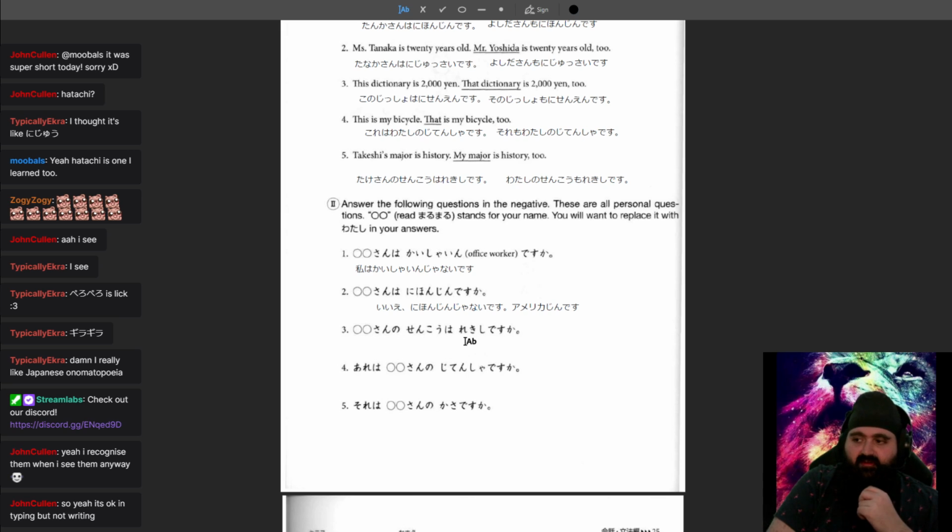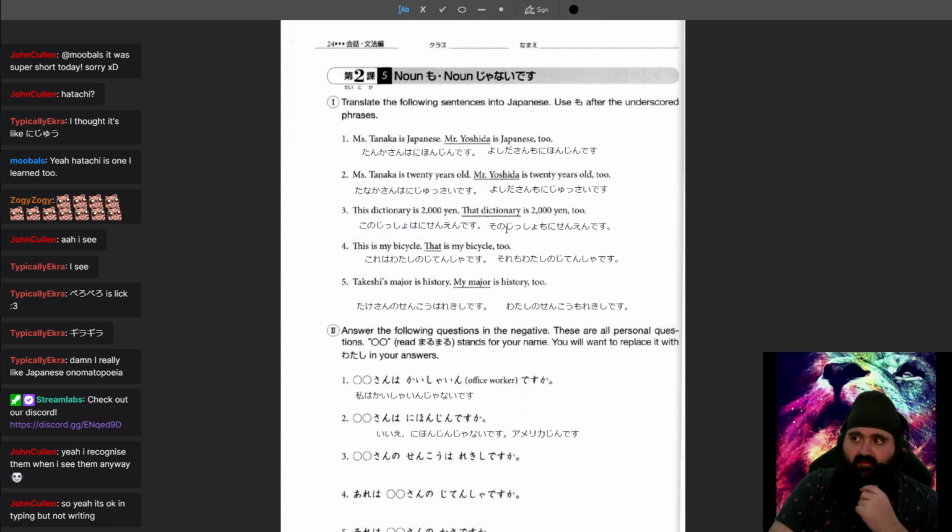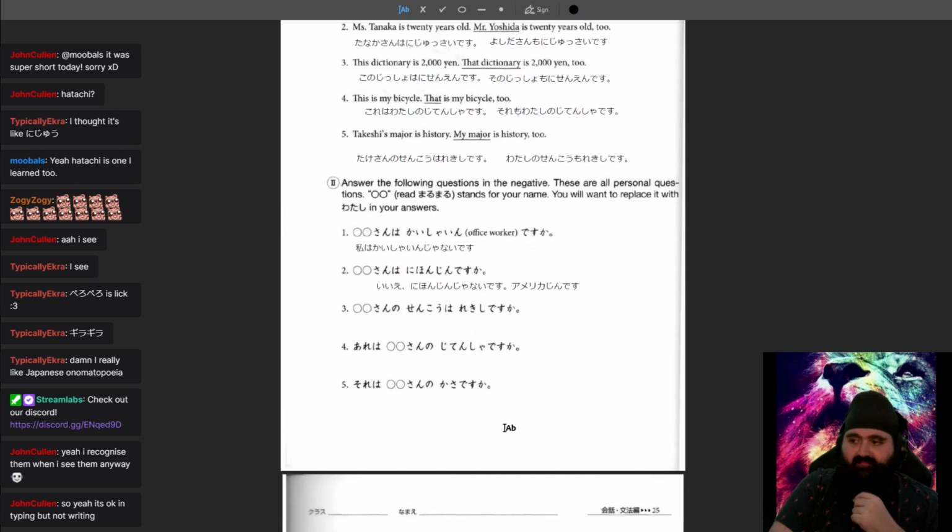Maru-maru-san no senkou wa rekishi desu ka? Iie, rekishi janai desu. Nihongo desu. No, it's not history, it's Japanese. Are wa maru-maru-san no jitensha desu ka? Iie, are wa watashi no jitensha janai desu. John-san no jitensha desu. Remember, all these have to be answered in the negative so we can practice the janai desu form.